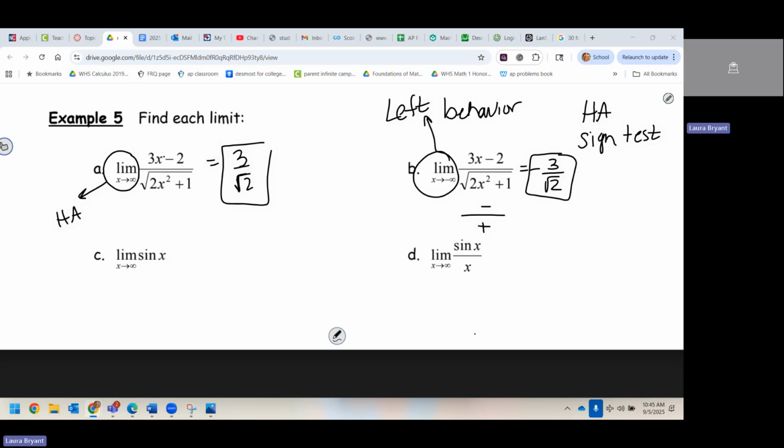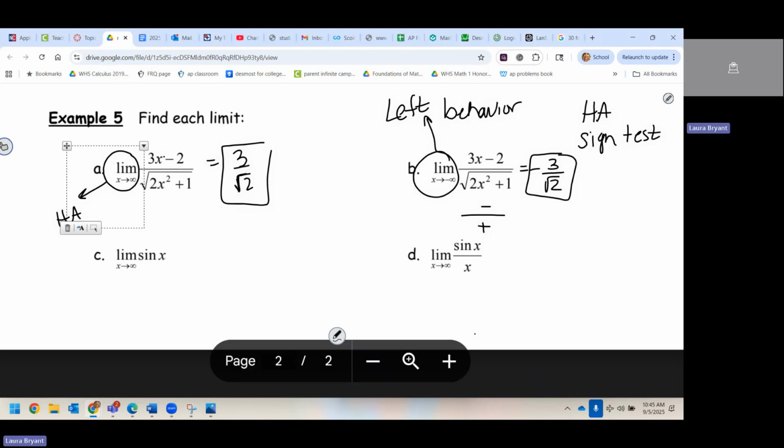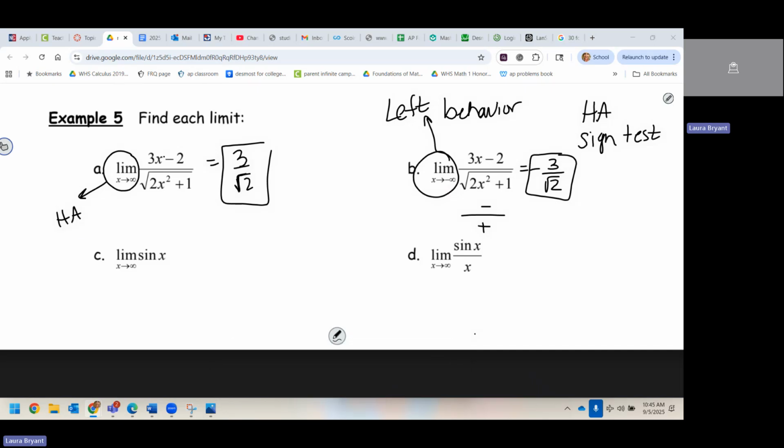It made it negative instead of positive. So when we did this problem originally, when it's positive infinity, we got positive 3 over radical 2. And when it was negative infinity, we get 3 over radical 2, but then we sign test to get the sign of that.